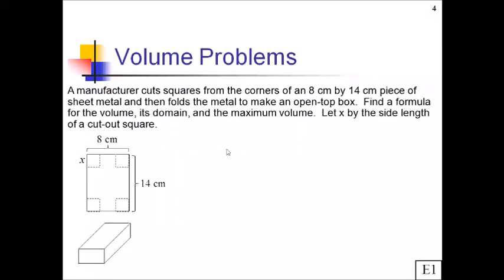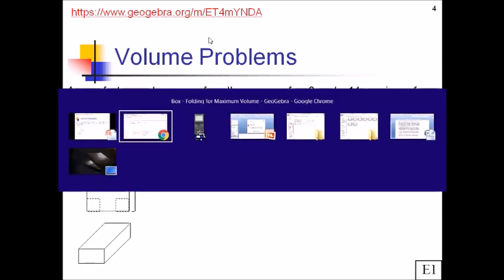Let's use fmax now to help us with a real-life problem. A manufacturer is cutting squares from the corners of an 8x14 piece of sheet metal, rectangular piece, and then folding the metal to make an open-top box like this one shown below. Now, if you're having trouble visualizing it, here's a GeoGebra website you can go to. So you can pause the video and punch in that URL, or we're going to it now. You can just follow along.